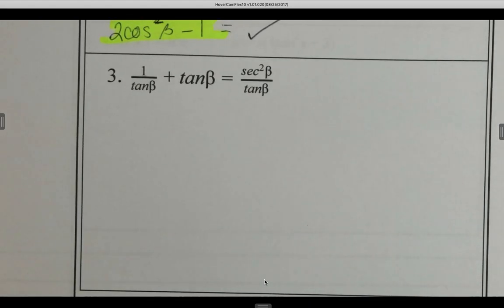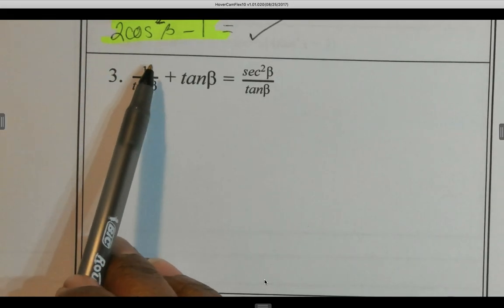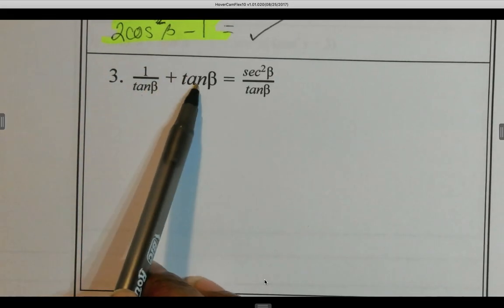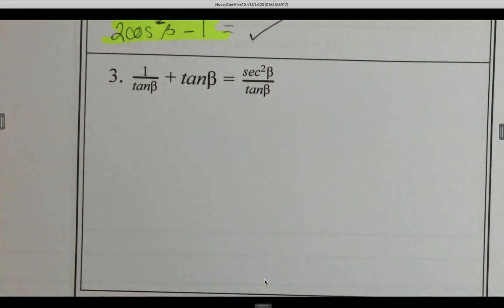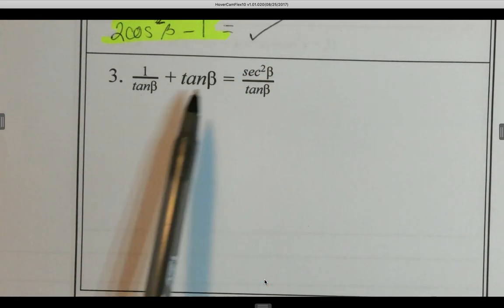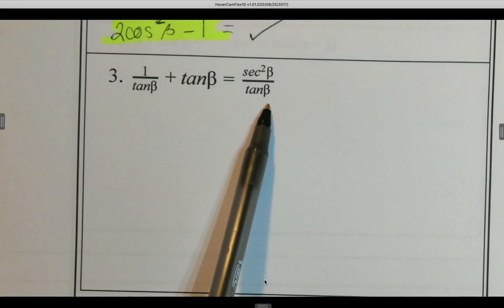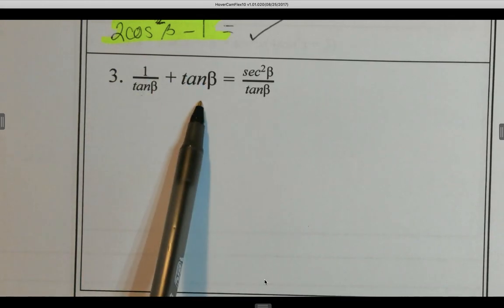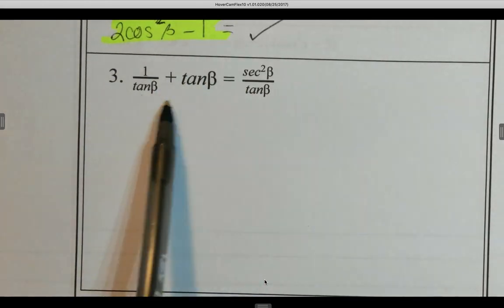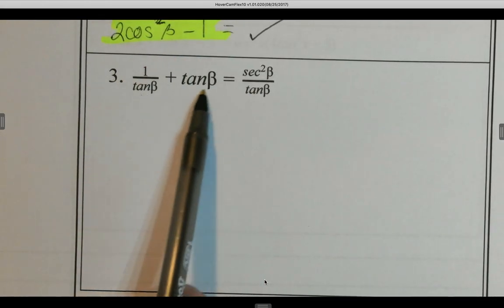Okay, so let's look at another example. 1 plus tan beta equals secant squared beta over tan beta. Now, left and right sides might not look like one is more complex, but I would say anytime we have a fraction, it's usually better to start with that side. They both have fractions, but this one's a little less simplified. Okay, there's a fraction plus a whole number.